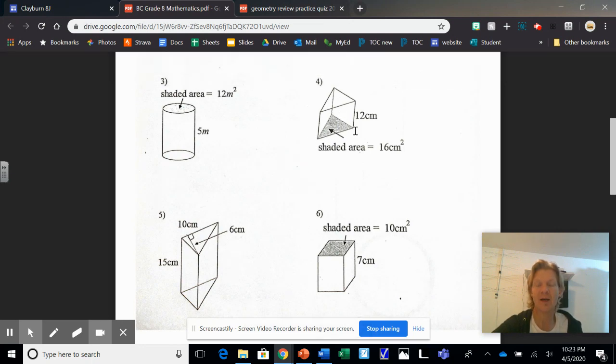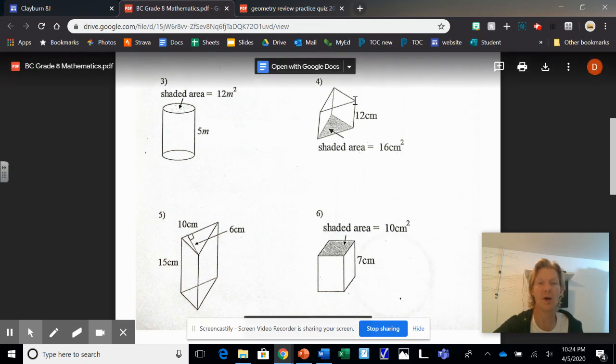The same with this here. Area of a triangle is base times height divided by 2, but I don't have those dimensions and I don't need them because it already tells me the area of this end is 16, and then I just need to multiply that by the, whatever we want to call this. It could be the height or the depth or the length, the other dimension. So just 12 times 16.